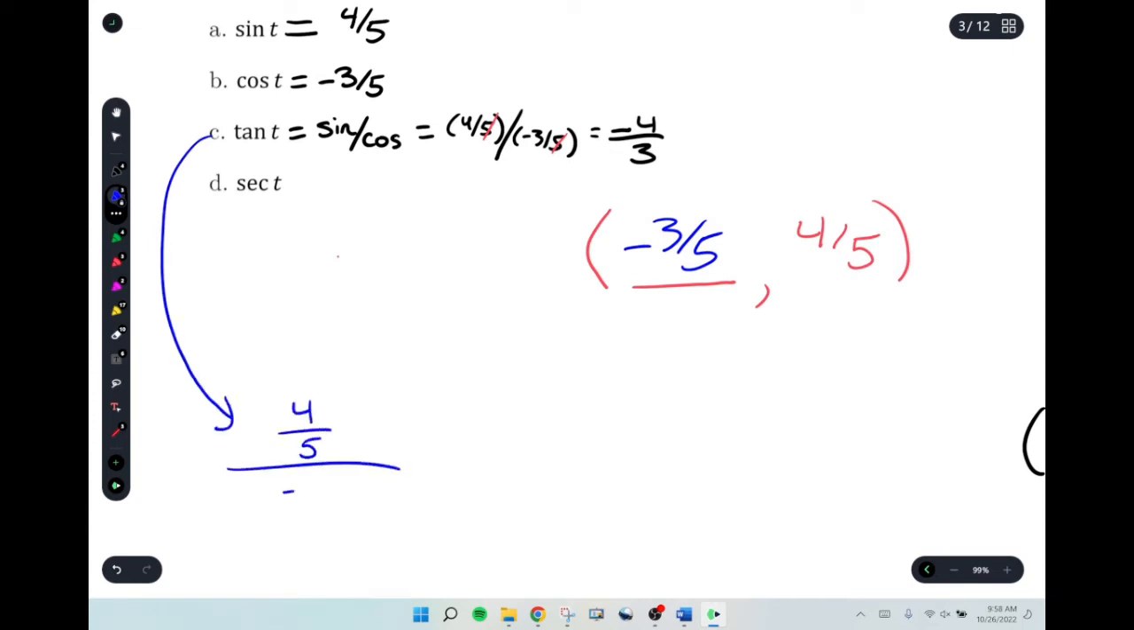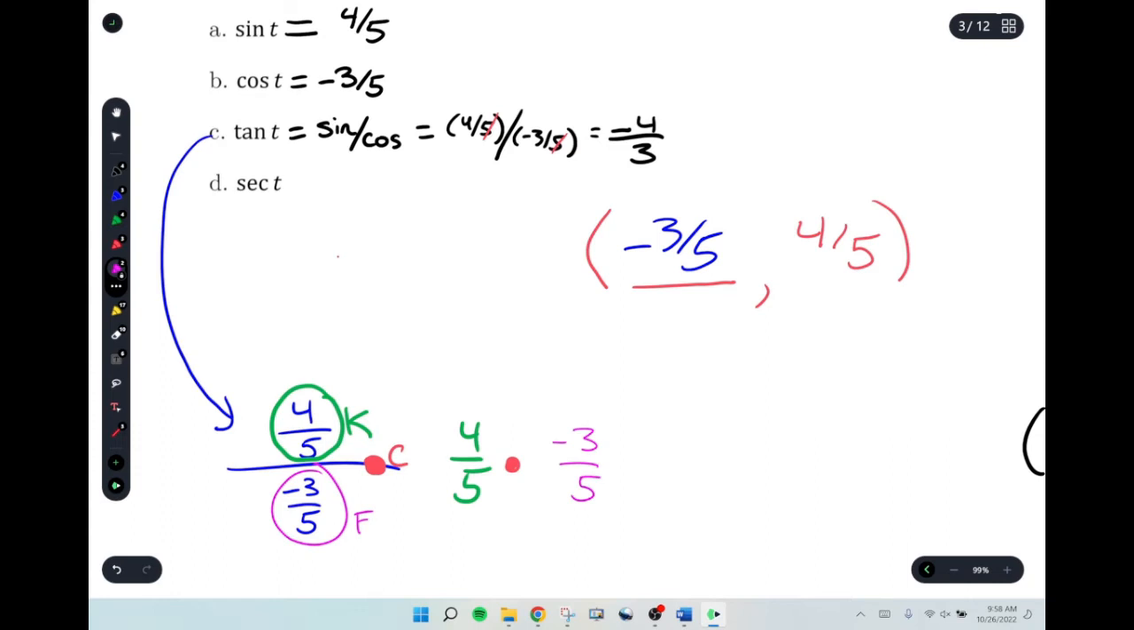There's a phrase for it. You keep the top, you change division to multiplication, and you flip the bottom fraction. So you get 4/5 times negative 3 over 5. And you get, whoa.